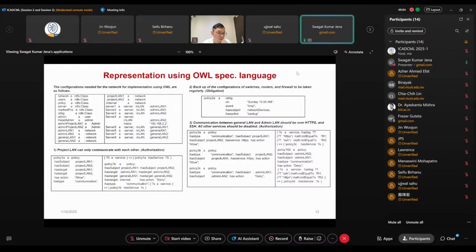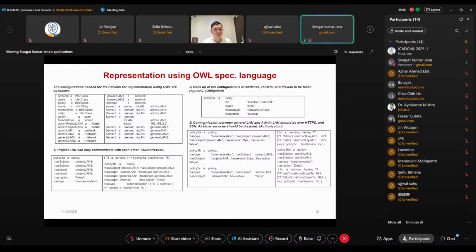Similarly, we can see here the backup of the configuration of switches and routers. So here it is an obligation. The event is time, has subject network devices, has action backup. So it is quite easy to represent these kinds of obligation and authorization policies in the OWL specification language.